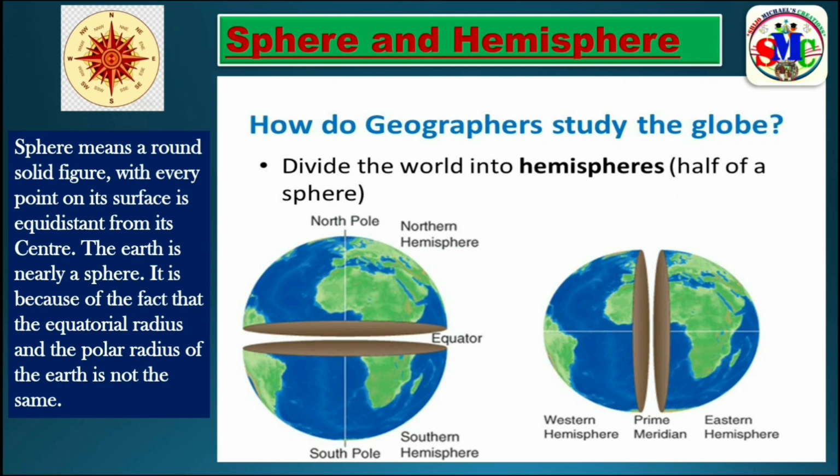Based on latitude, the Earth or the globe is divided into two hemispheres, such as the northern hemisphere and the southern hemisphere. Look at this picture. Here on the top is the northern hemisphere, and the downside portion is the southern hemisphere. Based on longitudes, the globe is divided into two hemispheres. On the right hand side is known as the eastern hemisphere, and on the left hand side is known as the western hemisphere.